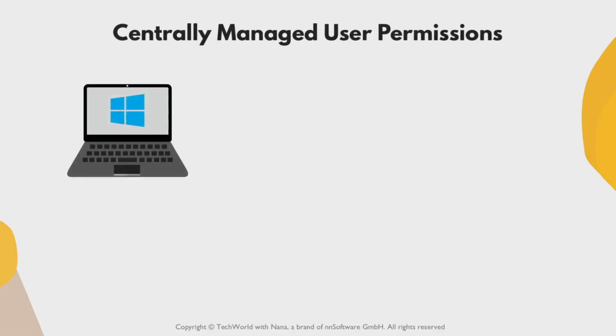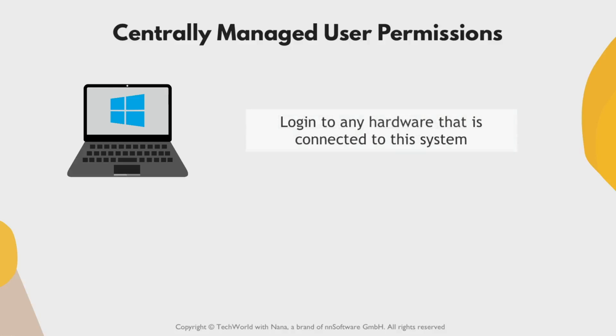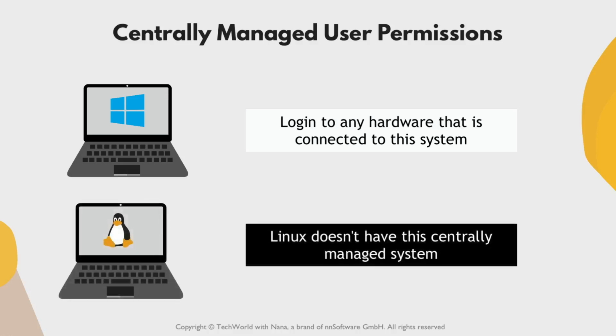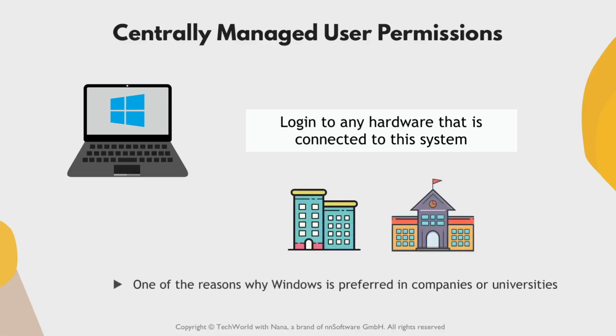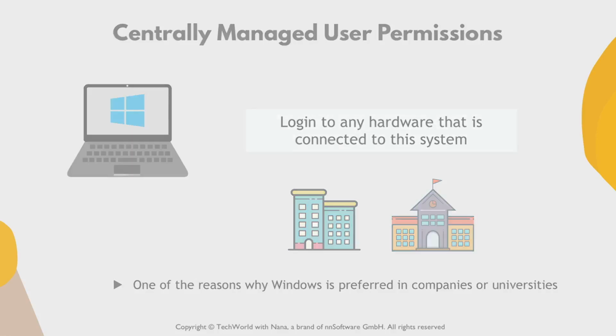So in Windows systems, the centrally managed user permissions allow you as an employee, for example, to log into any hardware, any computer that is connected to the system at work, and basically see your home directory with all the files and everything that you have there and continue working from there, so you're not tied to the hardware. But as I said, this is specific to Windows, and Linux actually doesn't have that capability. That's one of the reasons why in many big companies or universities, Windows is used as an operating system.